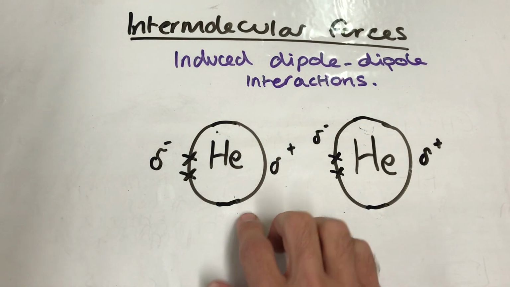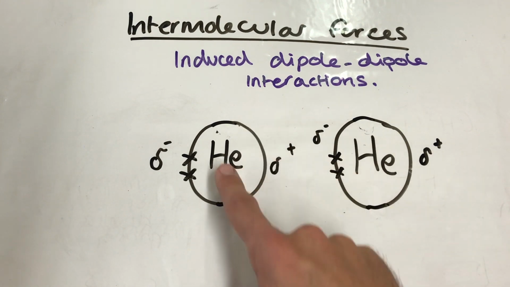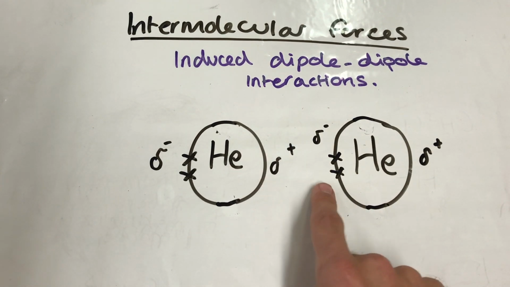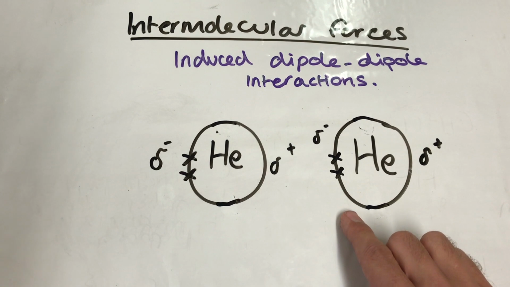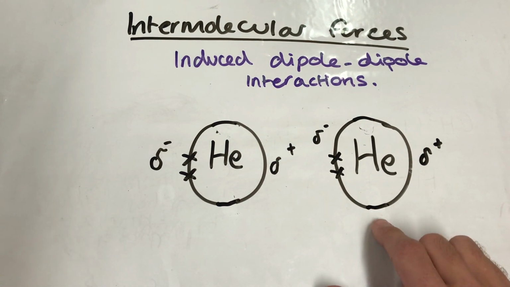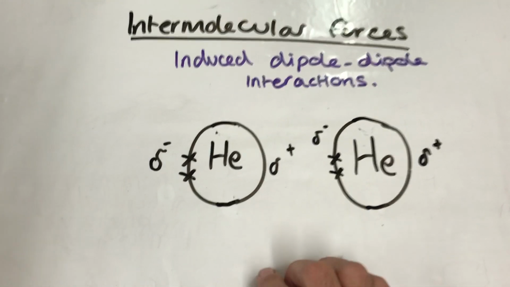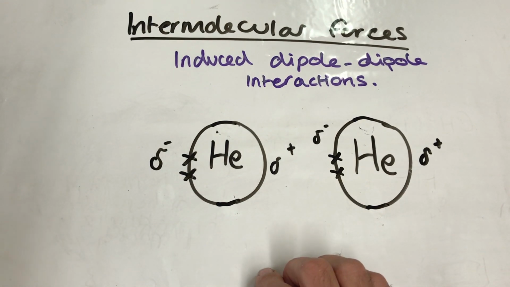This is only temporary, so this is a temporary dipole, and at any moment in time it could break down and the electrons could reorganize in a different configuration or in a different movement. So they could move to different sides of the atom. And then the dipole disappears and then this attraction no longer exists.